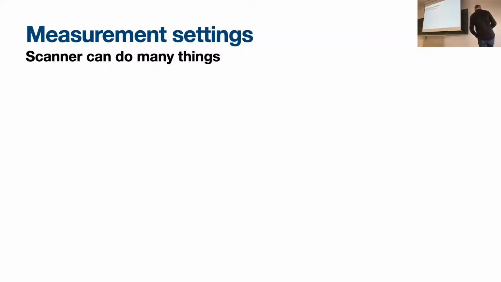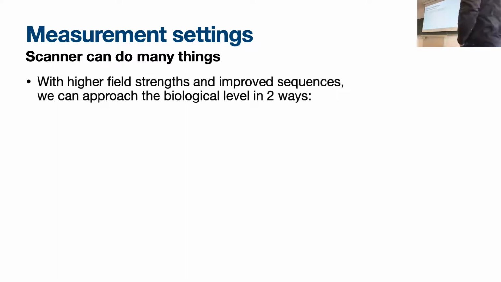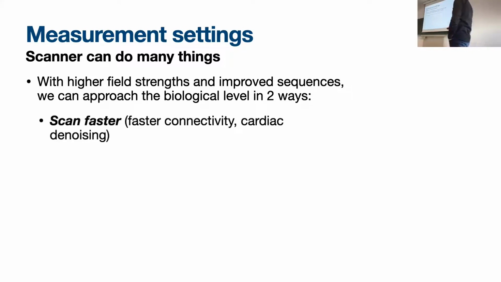This scanner is very versatile. We talked about that in the last lecture also. And it turns out that by increasing the field strength, and you cannot do that in the program, you need a new scanner, but they are getting cheaper, and the higher field strengths are getting more and more normal to have. And by improving these programs that you can run on them, there are two ways in which we can get closer to the biological level that we're interested in. And the first is to scan faster.